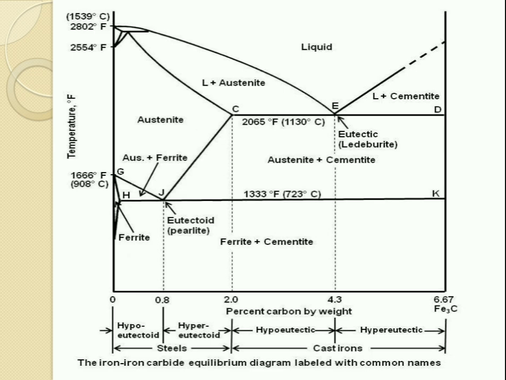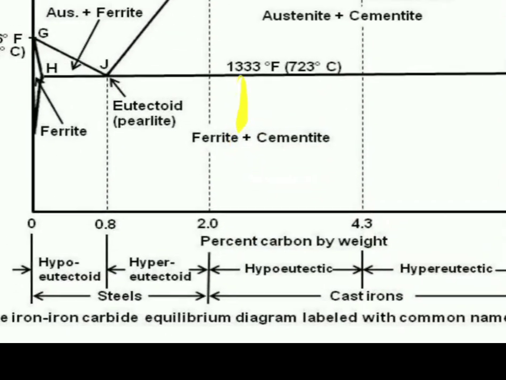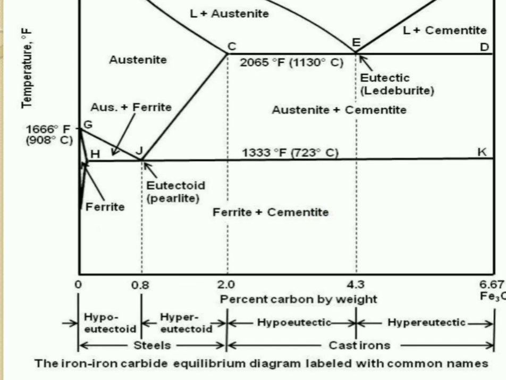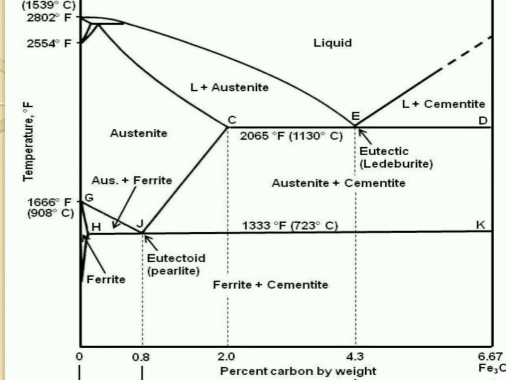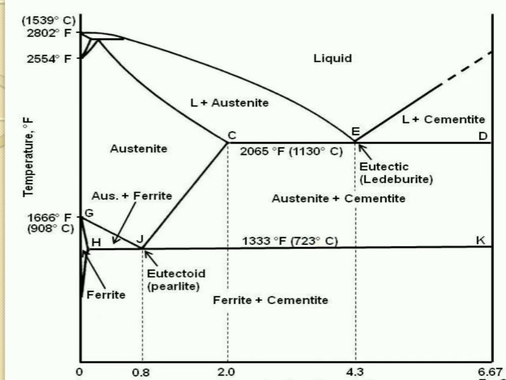Now from the diagram we can see that up to 2% it is called steels. Then above that, on further addition of carbon, the steels are converted into cast iron. So up to 2% it is steels, and further adding carbon into the iron will convert it into cast iron. Both of these metals will have different properties according to the percentage of carbon in them. Now further we can see here it is delta iron.